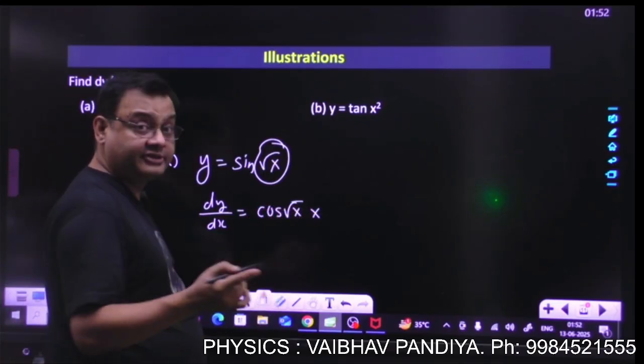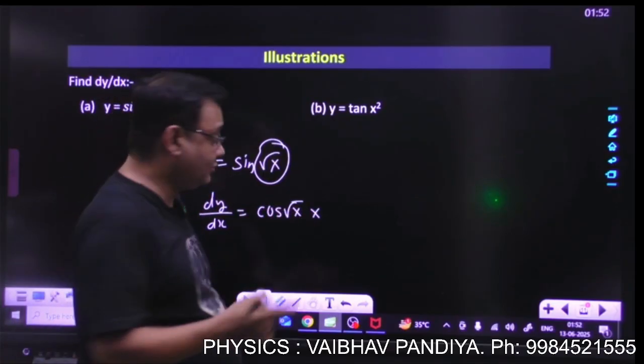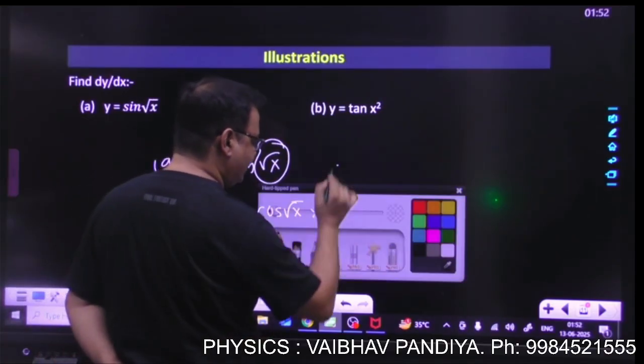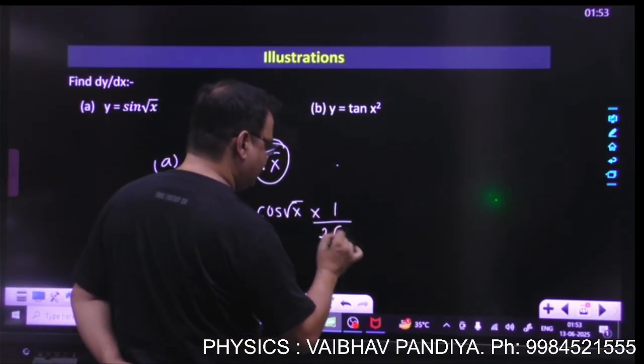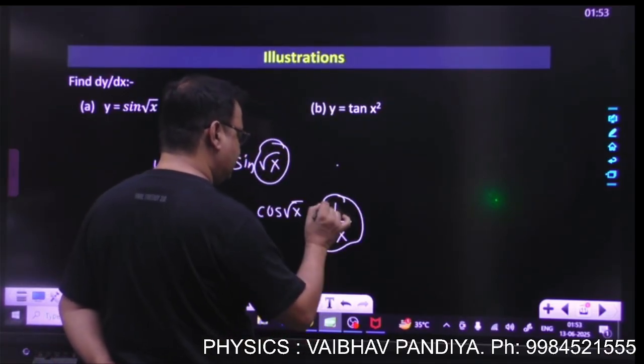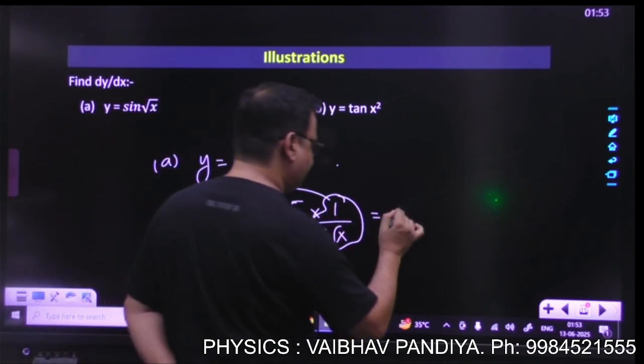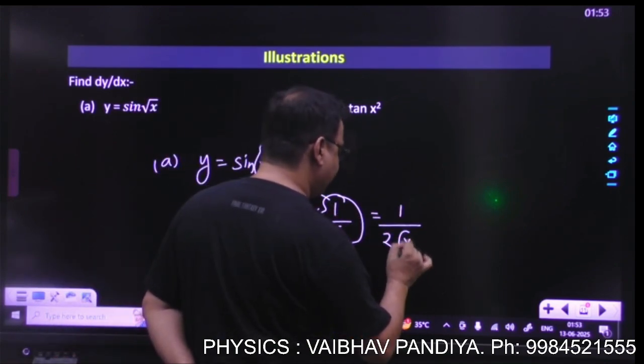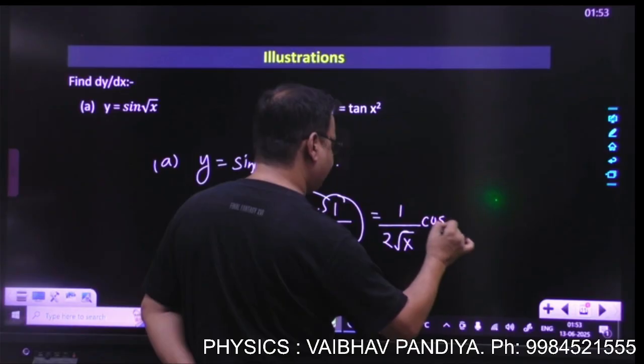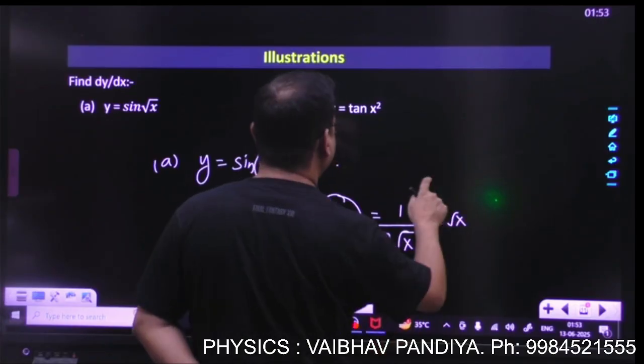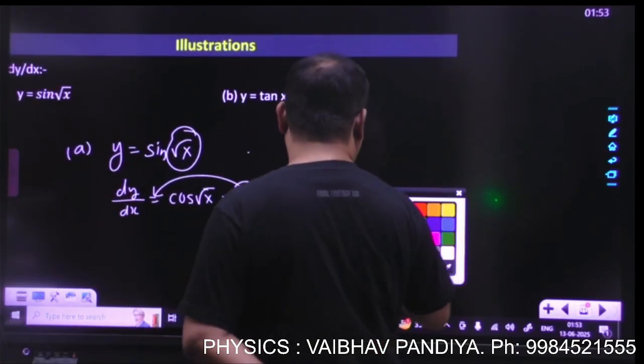Now we have to differentiate the argument. And what is the argument? Root x. So what is the derivative of root x? 1 by 2 root x. And this quantity can be taken outside. So I'll get 1 by 2 root x cos root x. This is the answer.